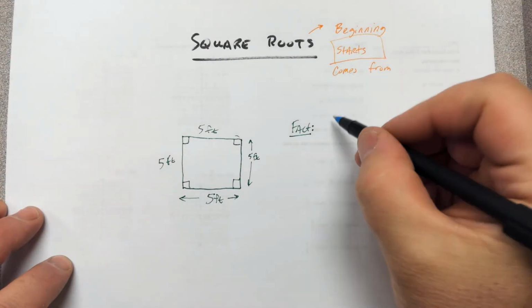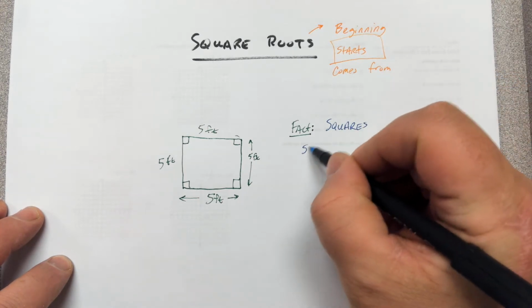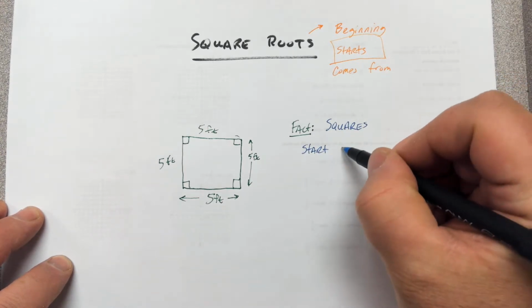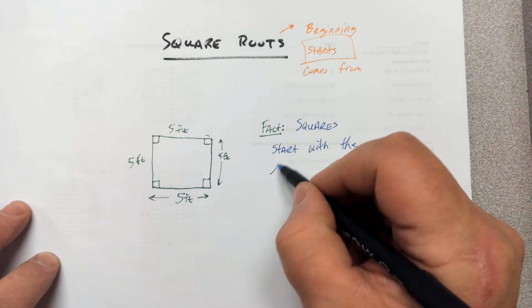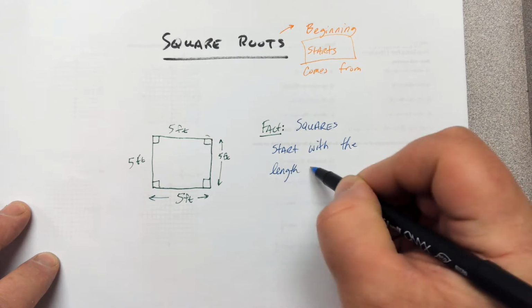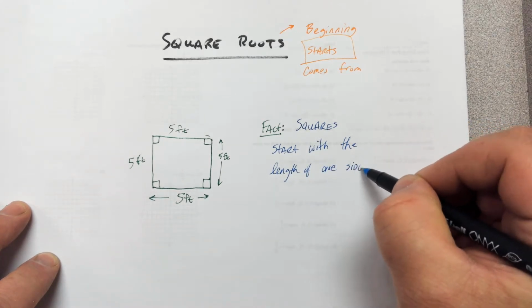So, fact: squares start with the length of one side.